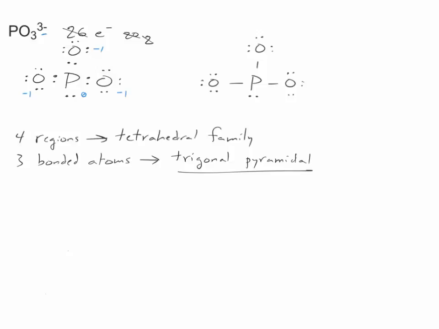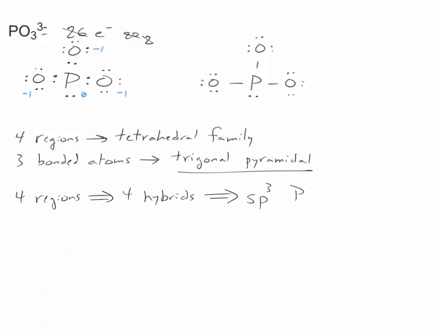Now I need to look at the hybridization of each of the atoms that aren't hydrogen, and I've got oxygen and phosphorus. Note each of the oxygens are the same, so I don't have to do it more than once. So first, phosphorus. How many regions around the phosphorus? 1, 2, 3, 4. So I have 4 regions of electrons. And that tells me, as we've done before, that I need 4 hybrids. And what has 4 hybrids? sp3. So the phosphorus is sp3 hybridized.